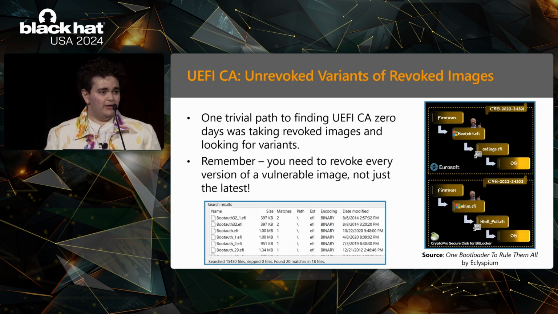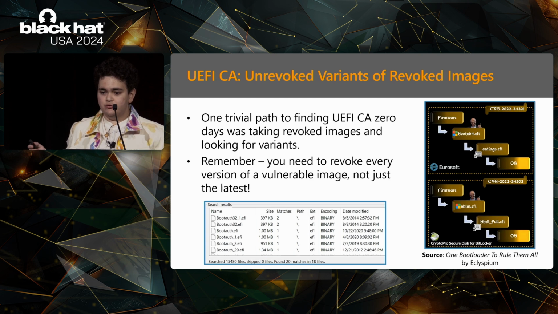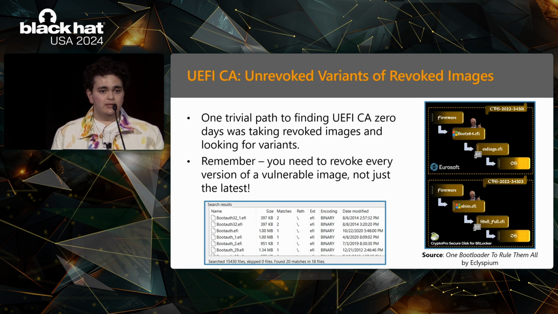One example that I covered there includes the fact that there are a lot of unrevoked images that are variants of previously revoked images, which attackers can abuse. So one trivial path was: let me just search for similar images to ones that have been revoked and find those images, which are maybe a slightly older version of what was revoked, that still have the same vulnerable shared code. Remember, when you revoke an image, you not only need to revoke the latest version where that vulnerability was found, but you also need to revoke every image that had that code in previous versions.